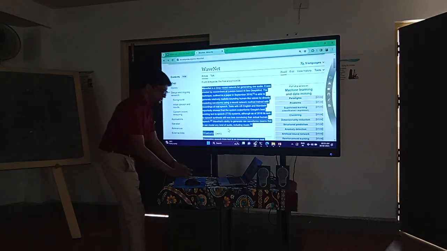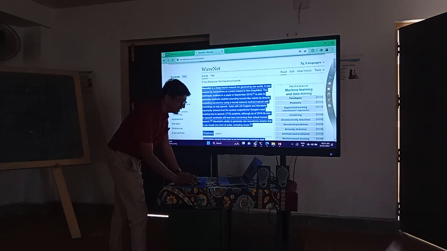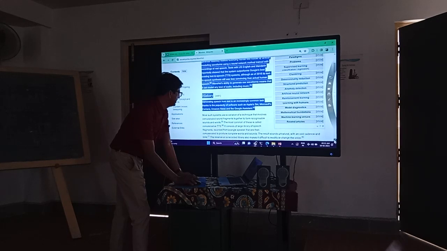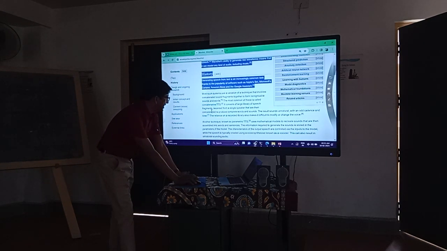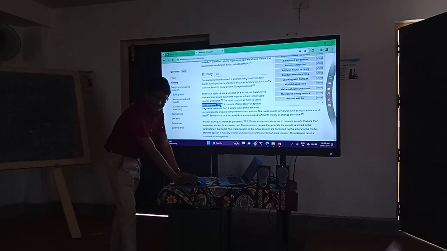Right? So we also studied these two techniques. See, the most common of these is called concatenative TTS. We have studied in detail the concatenative text-to-speech system, how it works, and its architecture. We also studied the statistical parametric speech synthesis system. We studied the vocoder.